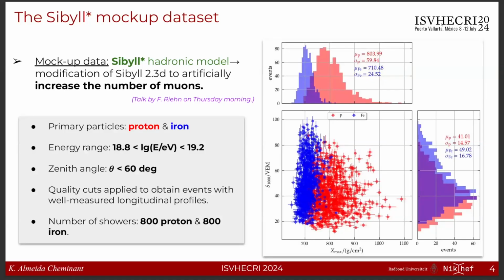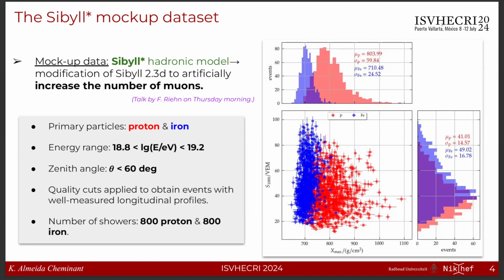And the mock-up dataset that we're actually using consists of both proton and iron primaries for energies around 10 to the 19 electron volts and zenith angle below 60 degrees. We also apply some quality cuts on those events to make sure that we have well-measured, well-simulated, reconstructed profiles. And in total, this is approximately the number of showers that we're using, which can at first seem quite low, but since we're running top-down simulations and there are many CONEX showers that need to be run in order to find a good shower, it's very time-consuming. So we are also limited by this particular factor.